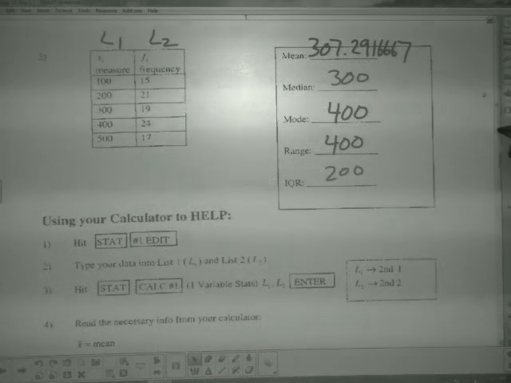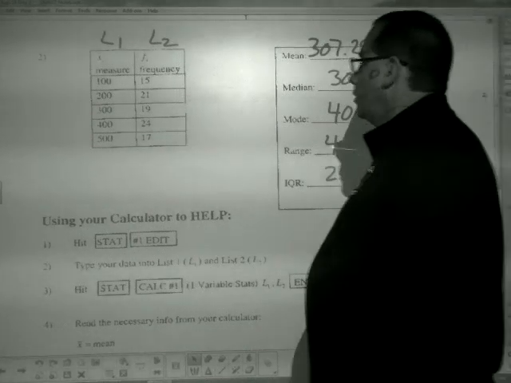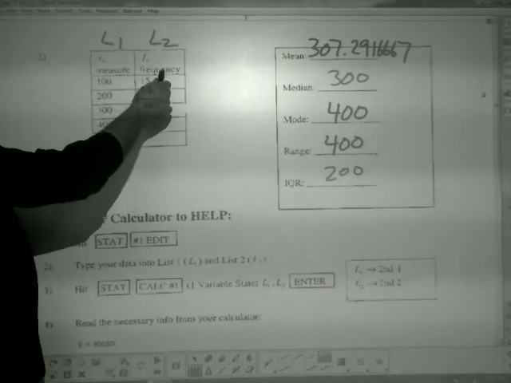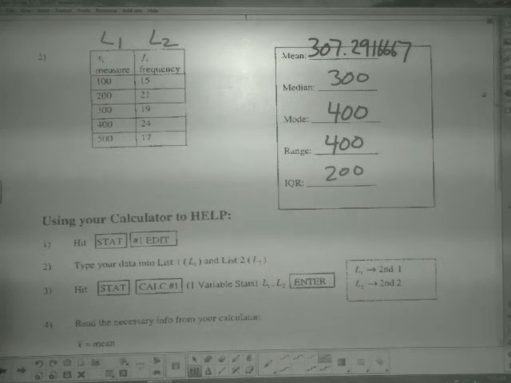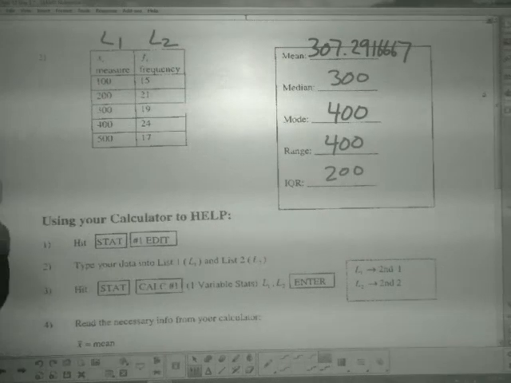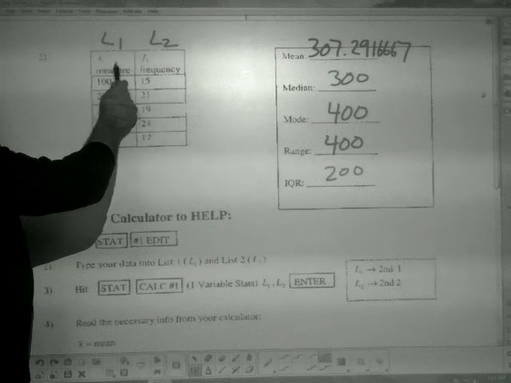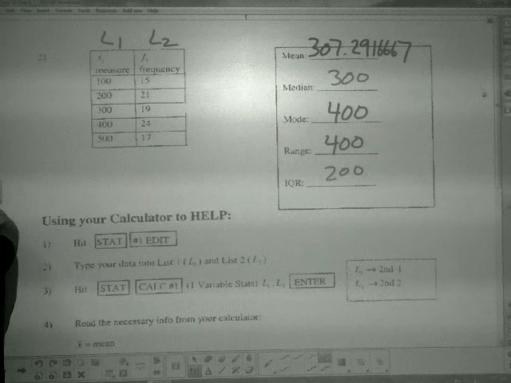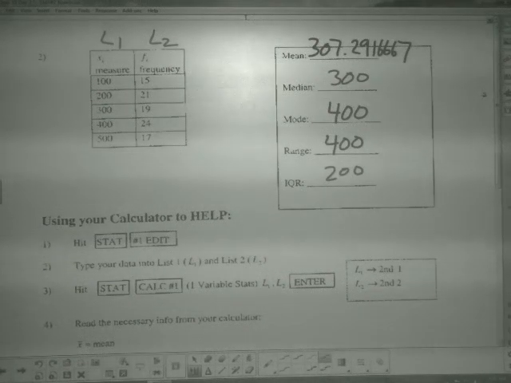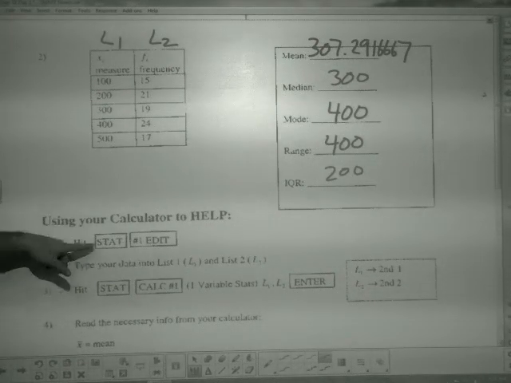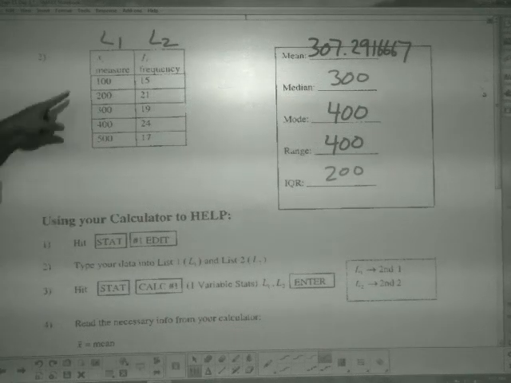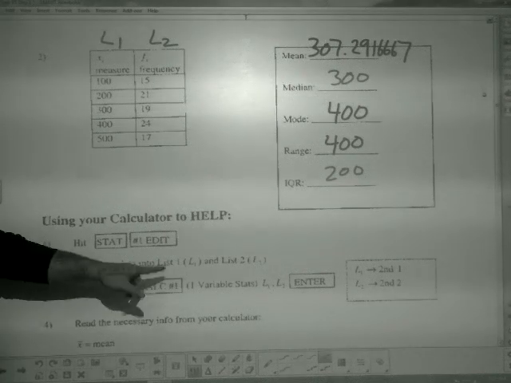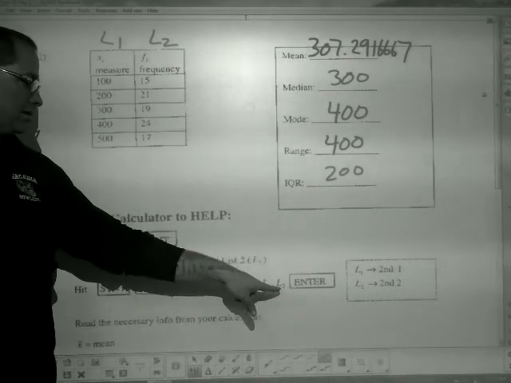Okay. So here's a little something we run into. This table has measurements, and this table has frequencies, which is how often this measurement occurs. So this is what we call an X and F table, all right? So in your calculator, you would put this into list 1, this into list 2. You put it in by hitting stat and edit. This goes into list 1, this goes into list 2. Then you're going to hit stat, calc, one variable stats.